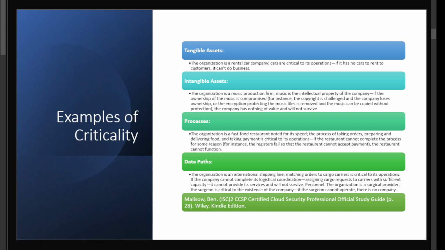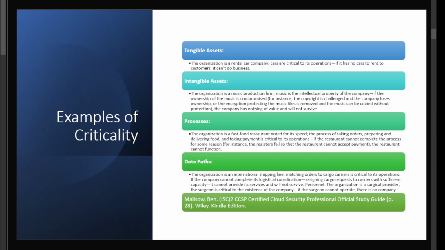Processes. The organization is a fast food restaurant noted for its speed. The process of taking orders, preparing and delivering food, and taking payment is critical to its operations. If the restaurant cannot complete the process for some reason, for instance, the register fails so that the restaurant cannot accept payment, the restaurant cannot function. Data paths. The organization is an international shipping line. Matching orders to cargo carriers is critical to its operations. If the company cannot complete its logistical coordination, assigning cargo requests to carriers with sufficient capacity, it cannot provide its services and will not survive.